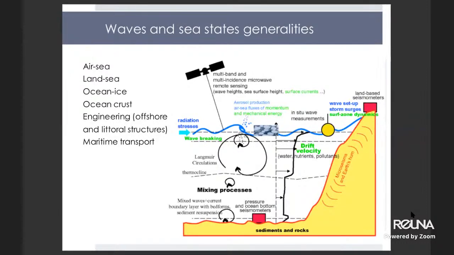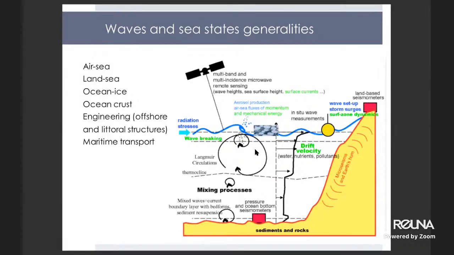Here we have a sketch of different wave processes and measurements. It represents a lot of processes going from the open ocean to the coast. And we can see processes in the open ocean like mixing, wave breaking, and a lot of different processes, and remote sensing measurement of such processes from space.